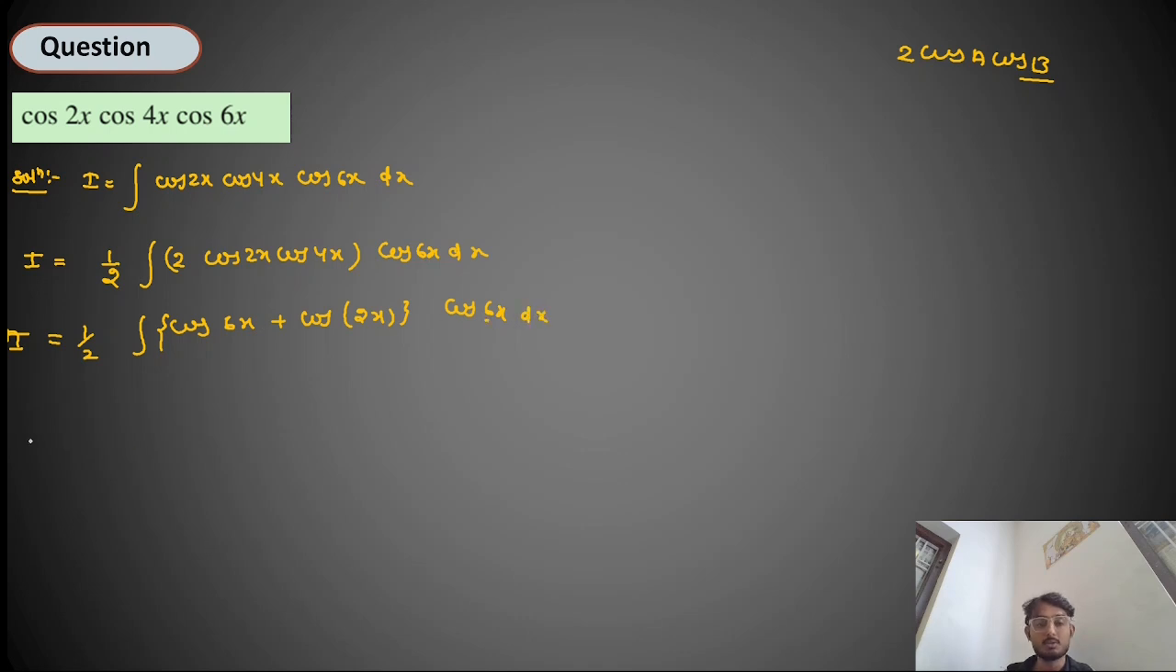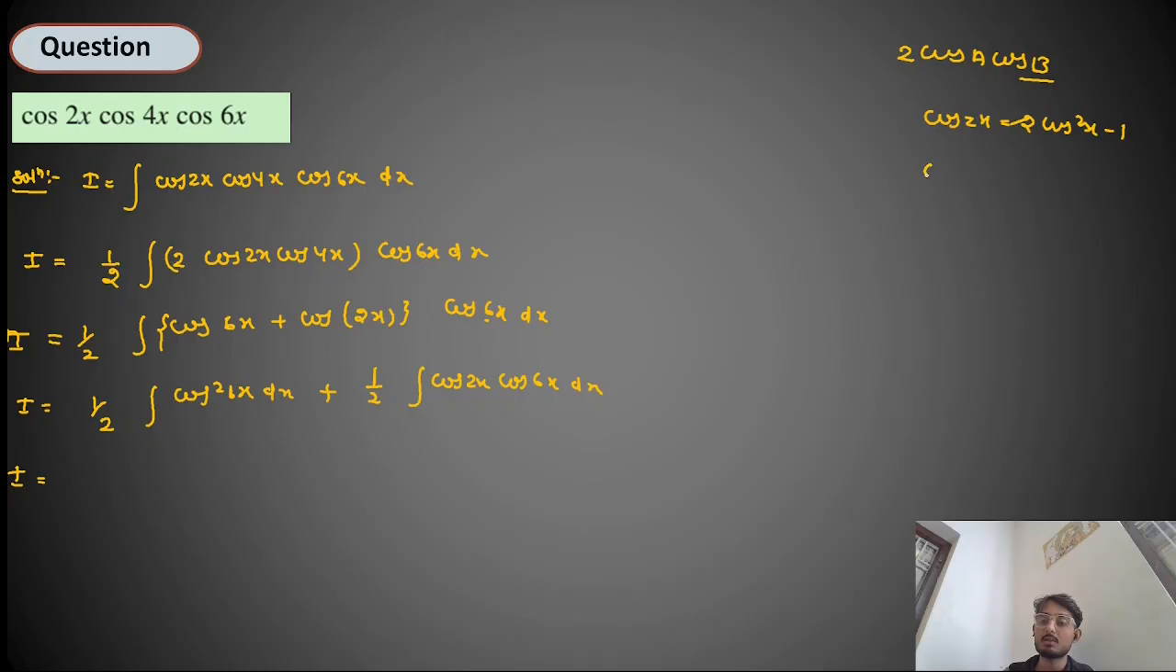When you multiply this by cos 6x, we will get 1 by 2 cos square 6x dx, and second term 1 by 2 cos 2x cos 6x dx. Here what can you write? As you know, from the cos 2x formula, cos 2x equal to 2 cos square x minus 1. So from here cos square x equal to (1 plus cos 2x) upon 2. It means if here is x, then you will get 2x, twice of this term. So here is 6x, so you will get 12x.